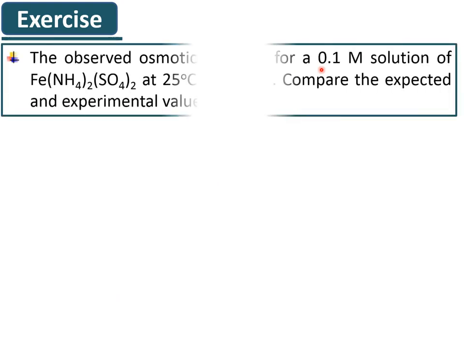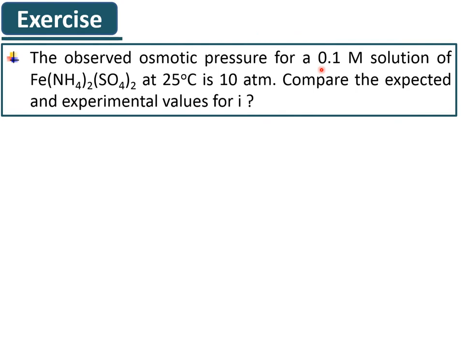Another exercise: the observed osmotic pressure for a 0.1 molar solution of this compound, iron ammonium sulfate, at 25 degrees Celsius is 10 atmosphere. Compare the expected and experimental values for the Van't Hoff factor.